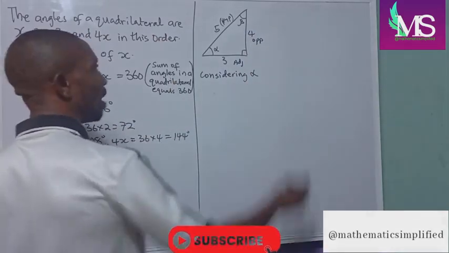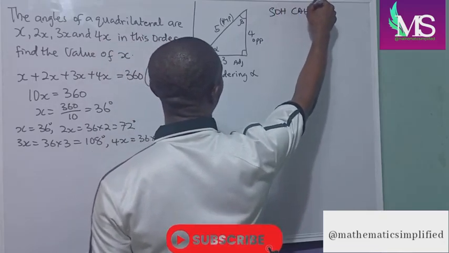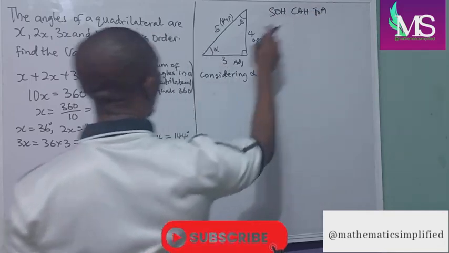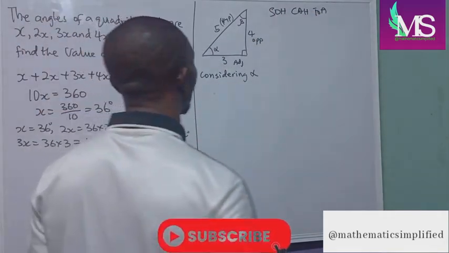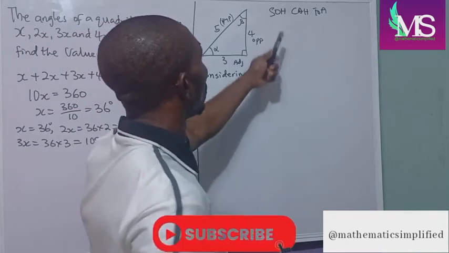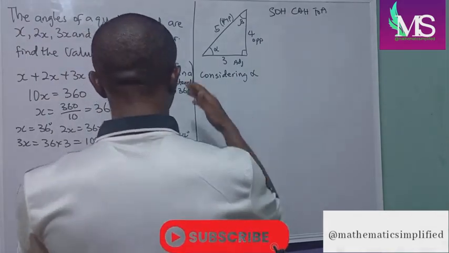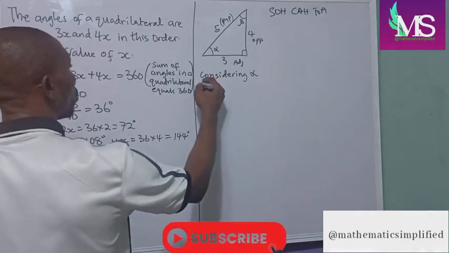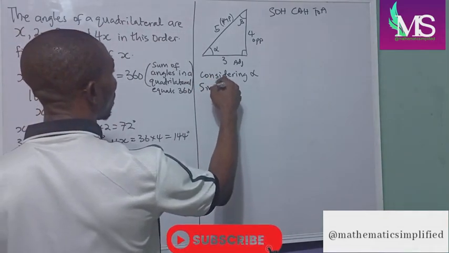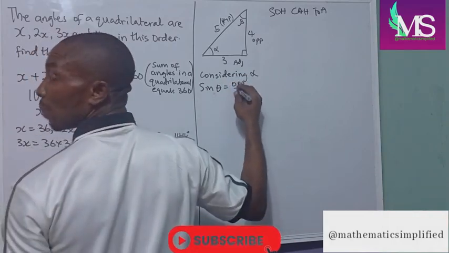Now, we can use any of our SOHCAHTOA to calculate the angle there. So, for the purpose of this, I'm going to use cos. Okay, in fact, I'm going to use all 3 of them. So, let's do sine theta equals opposite over hypotenuse.